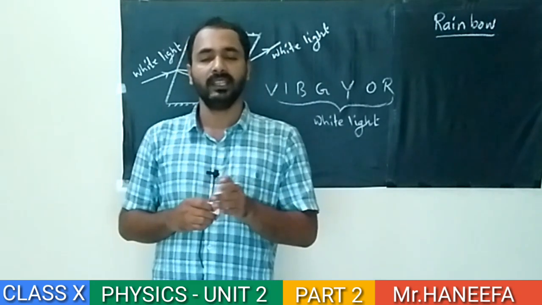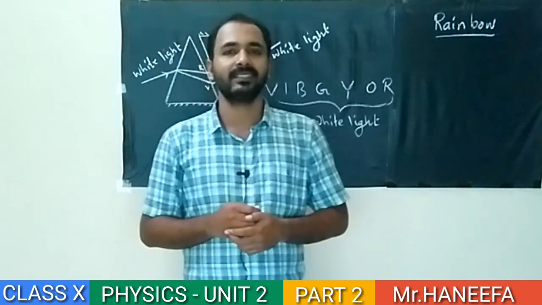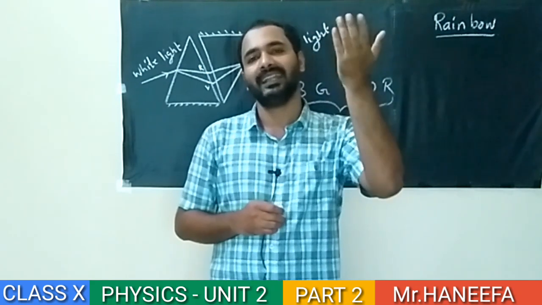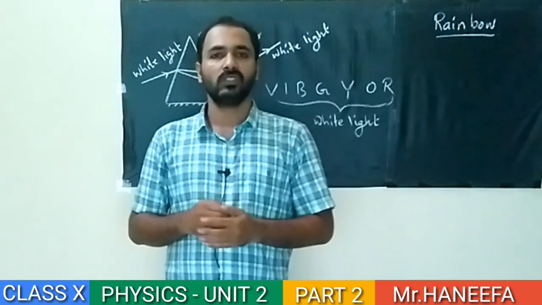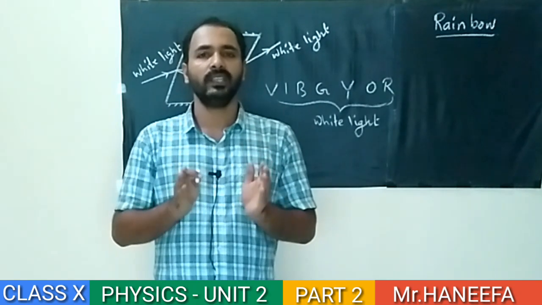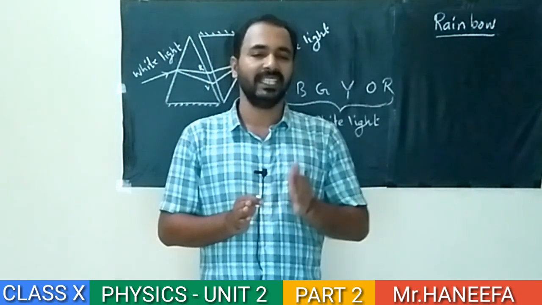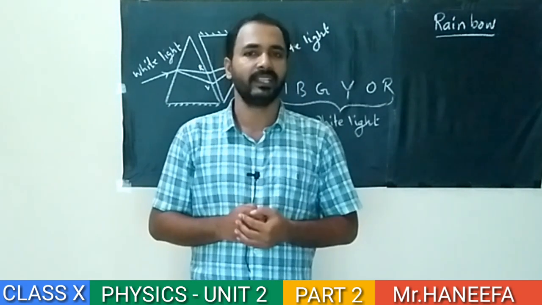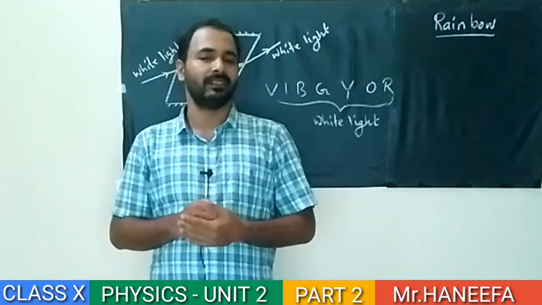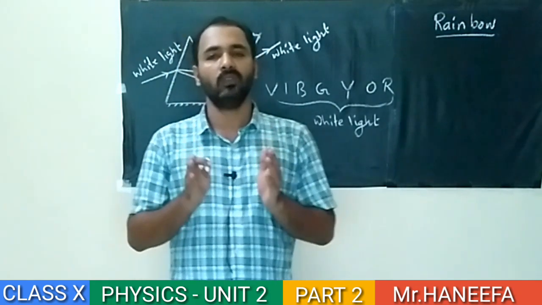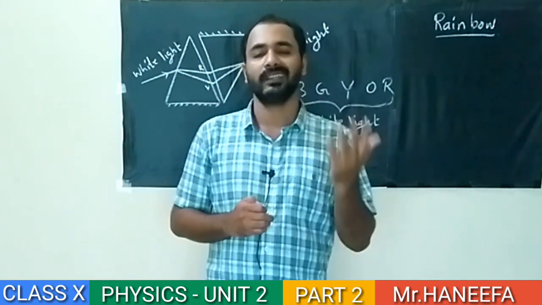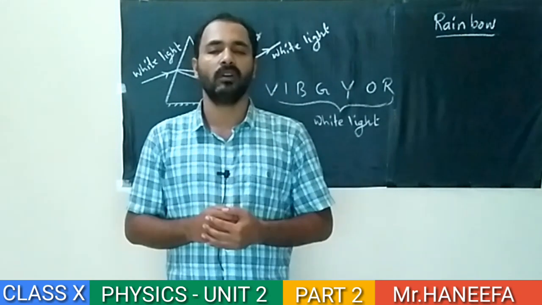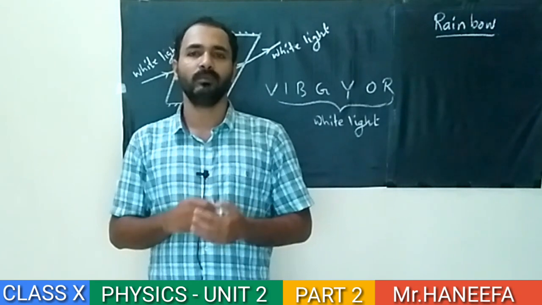In the evening, the position of the sun is in the west. So rainbow is formed in the east in the evening. So rainbow is always formed in the direction opposite to the sun. Then rainbow is always formed after the rain shower. After the rain shower, rainbow is formed in the atmosphere.